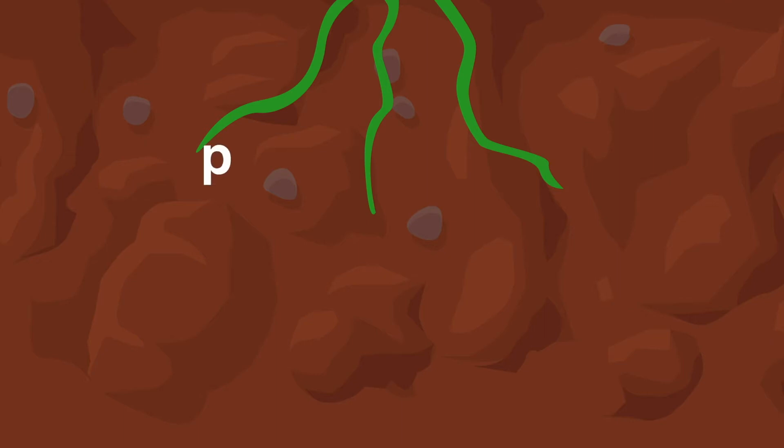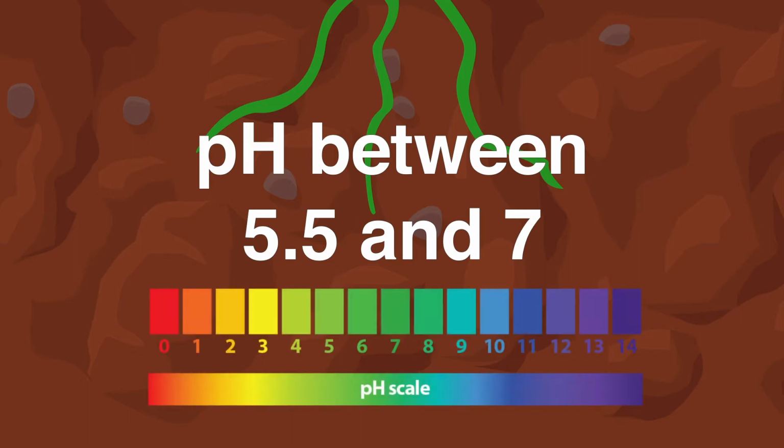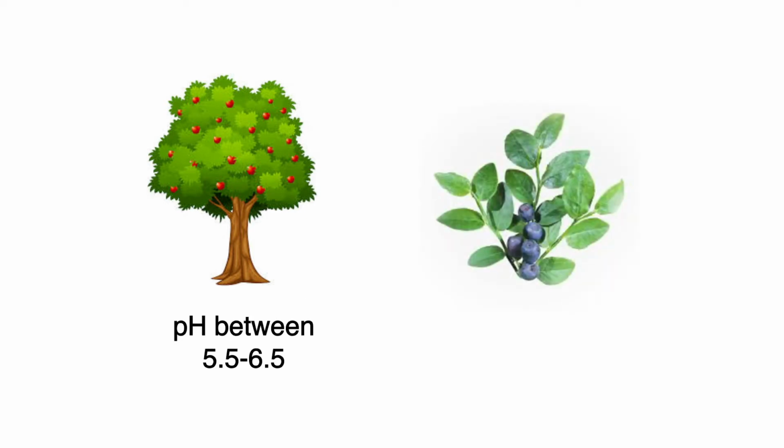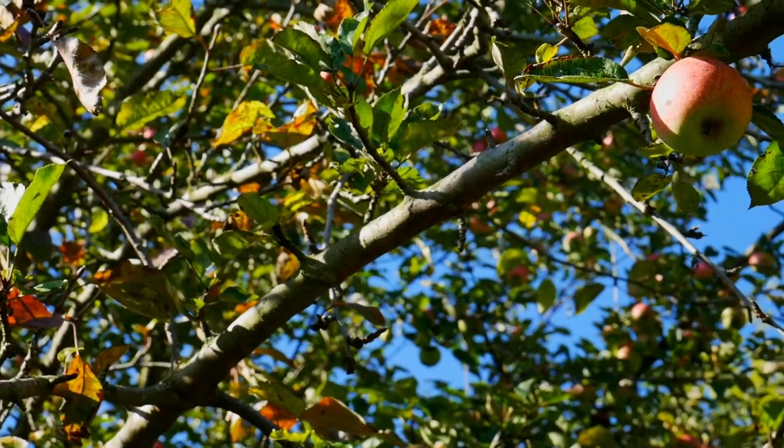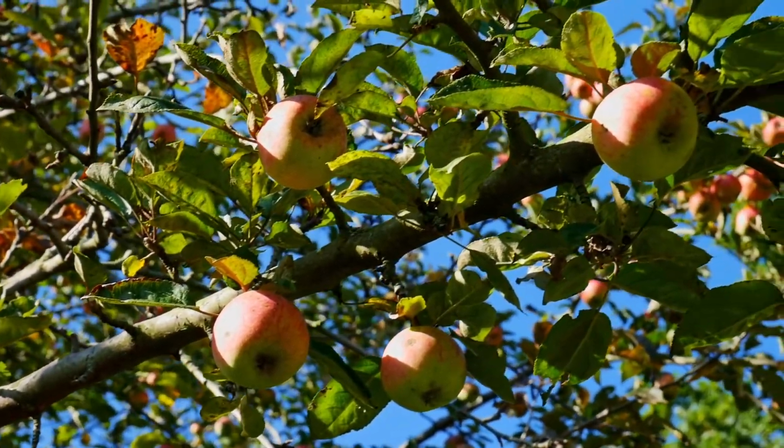Generally speaking, a pH between 5.5 and 7 is ideal for a growing plant. That means a neutral or slightly acidic soil is best for general gardening. Different plants require different pH levels. For example, apple trees grow best at a pH between 5.5 and 6.5, but blueberry bushes tend to prefer a more acidic soil between 4.5 and 5.5. This is due to their different requirements for nutrients, which is also why they taste so different to us.